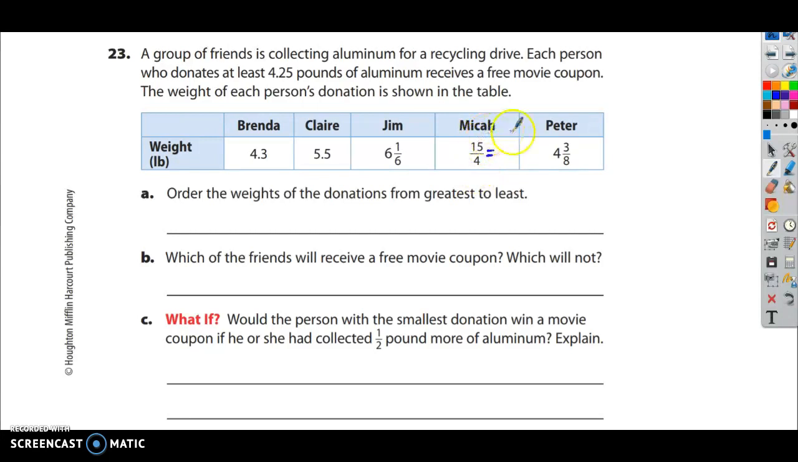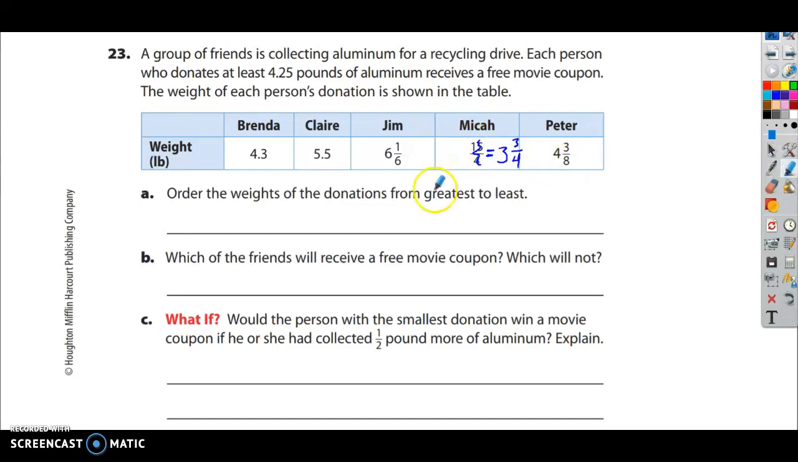4 goes into 15 3 times with 3 left over. So this one's 3 3/4, and I'm just going to double check that. 4 times 3 is 12, plus 3 is 15. So I'm going to get rid of that one. We've got 4 3/8, 3 3/4. So we're going to order them from greatest to least.